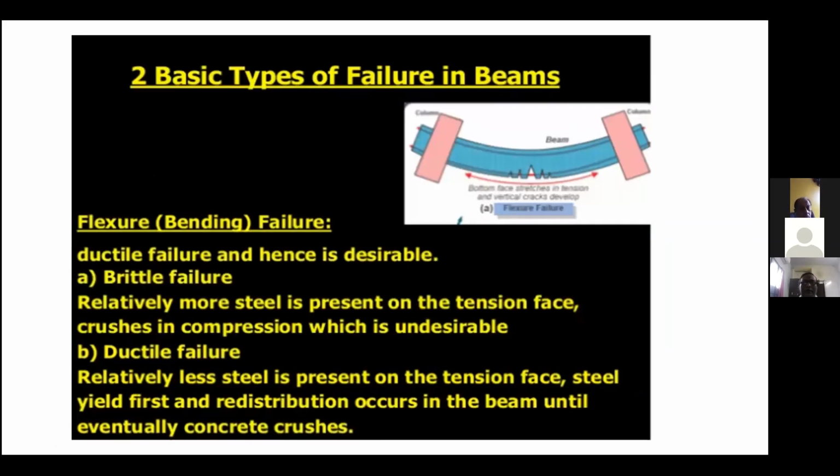Now, what are the basic types of failures of the beam? In what way can the beam fail? The first is a structural failure. Normally, the beam is going to bend and fail. And the failure can be of two types. It can be a brittle failure or it can be a ductile failure, as I mentioned earlier. Suppose you look at the brittle failure, relatively more steel is present on the tension face, and the concrete crushes in compression, which is undesirable.